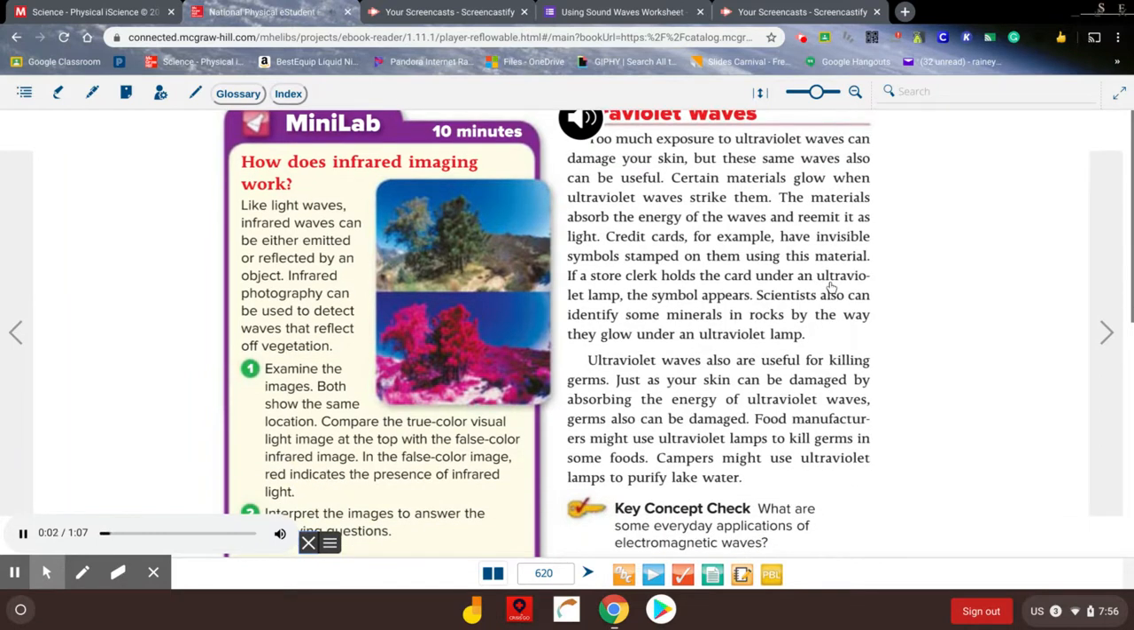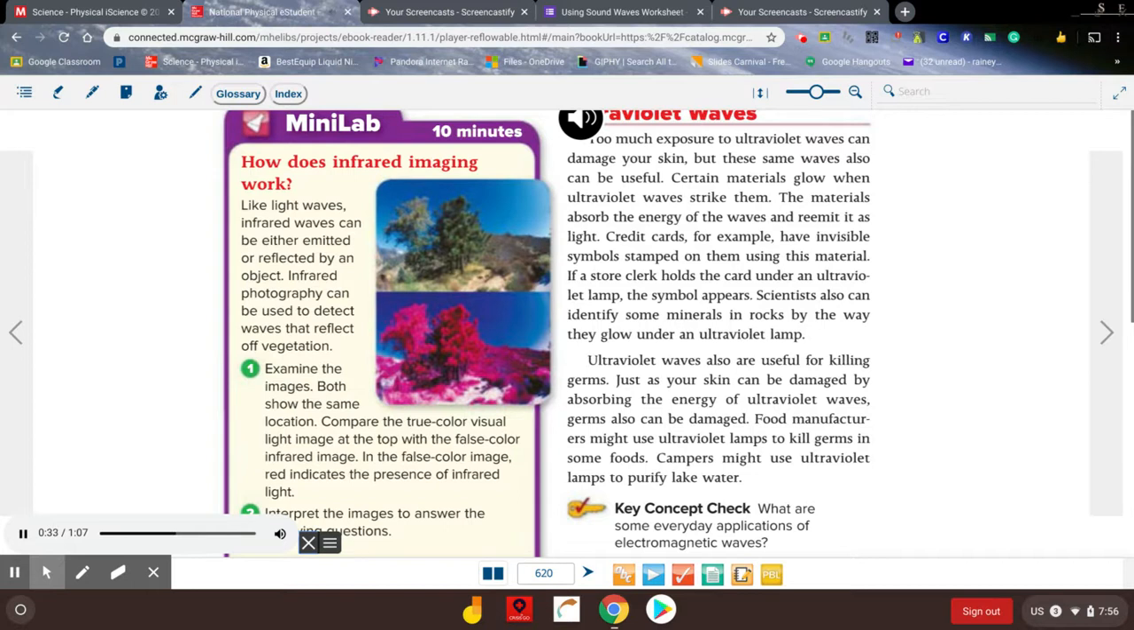Ultraviolet waves. Too much exposure to ultraviolet waves can damage your skin, but these same waves also can be useful. Certain materials glow when ultraviolet waves strike them. The materials absorb the energy of the waves and re-emit it as light. Credit cards, for example, have invisible symbols stamped on them using this material. If a store clerk holds the card under an ultraviolet lamp, the symbol appears.